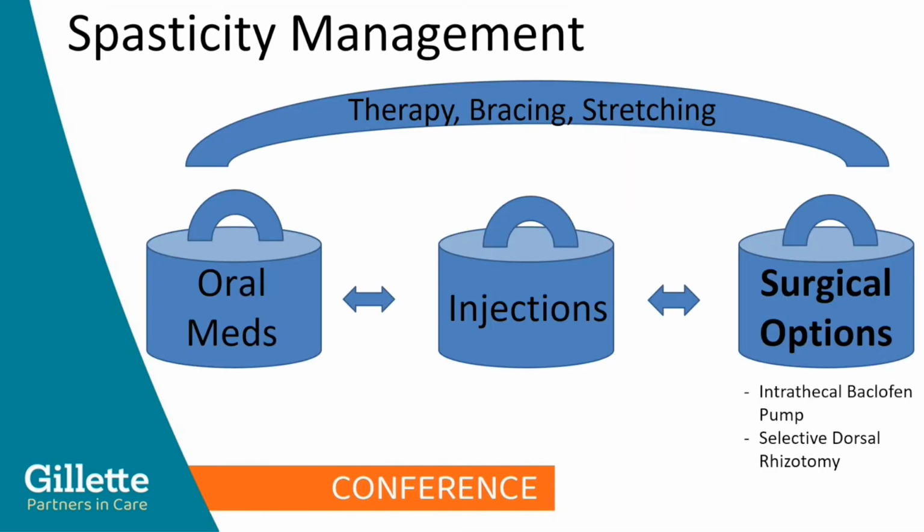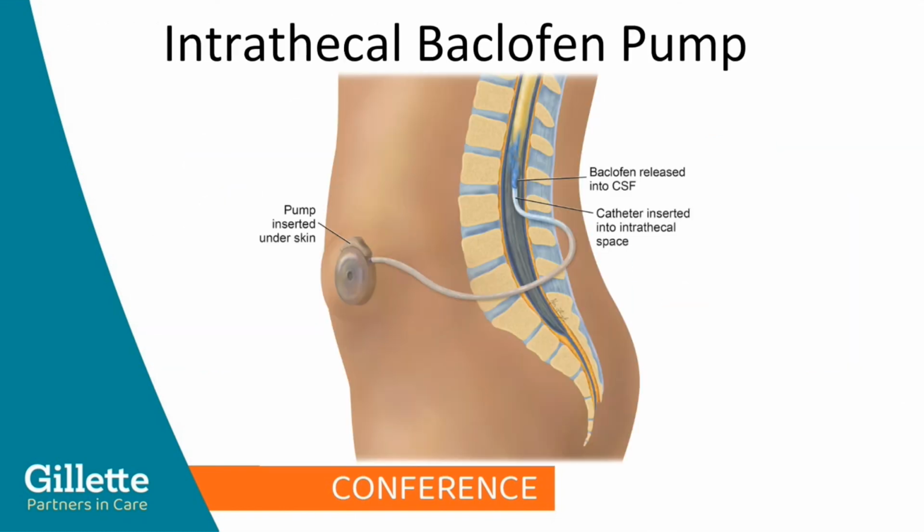And then lastly, we'll briefly discuss 2 surgical options in spasticity management. First will be intrathecal Baclofen pumps, and the second will be a selective dorsal rhizotomy, or SDR. There are a few other surgical options like a ventral dorsal rhizotomy or a non-selective dorsal rhizotomy, deep brain stimulation, and other orthopedic surgeries, but we won't address those specifically today.